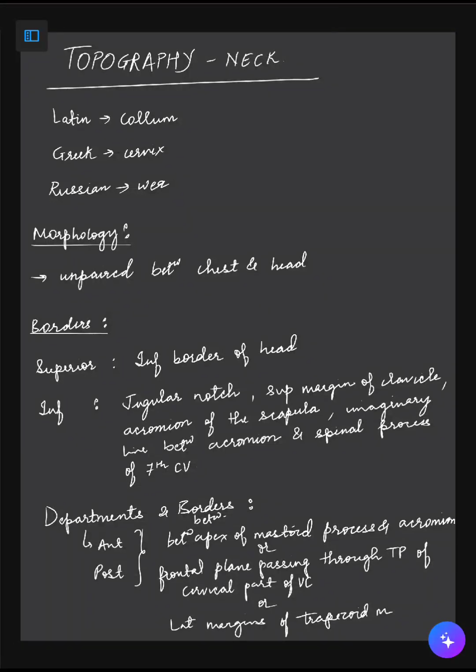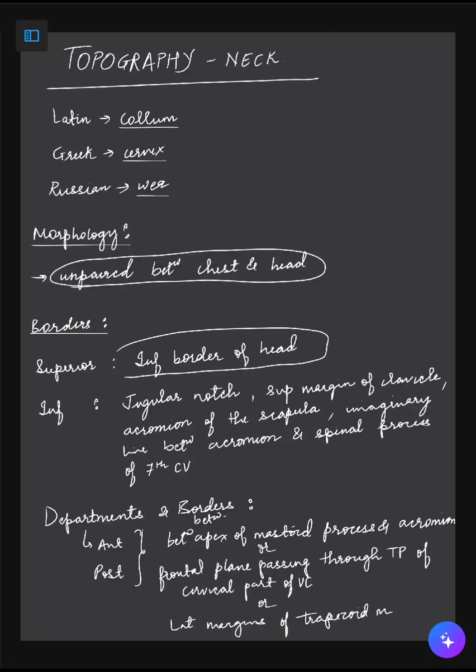Hello everyone. Once again, we will start the topic: topography of the neck. Now, topography of the neck. Neck in Latin is called collum. In Greek it is called cervix, and in Russian it is called shea. Morphologically, the neck is unpaired, between the chest and head. Now, what are the borders of the neck?